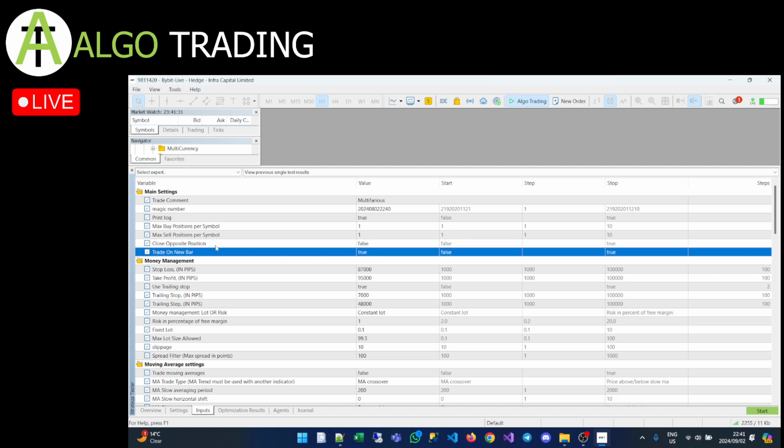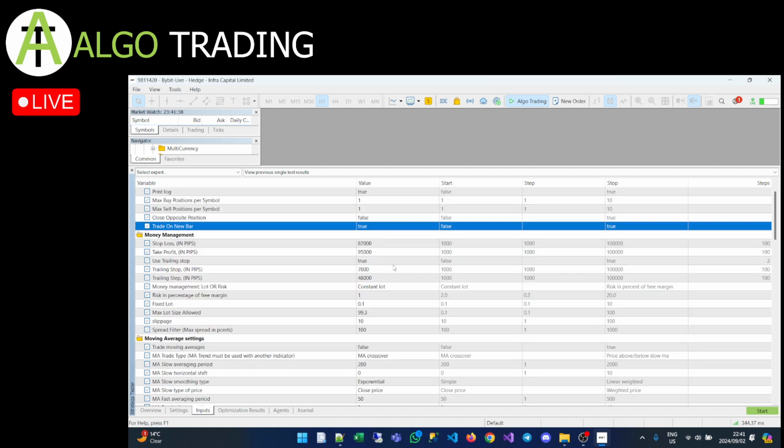And trade on new bar, I always like to keep this true. So you're always evaluating the bar before the current bar. Okay, we've got some money management section.